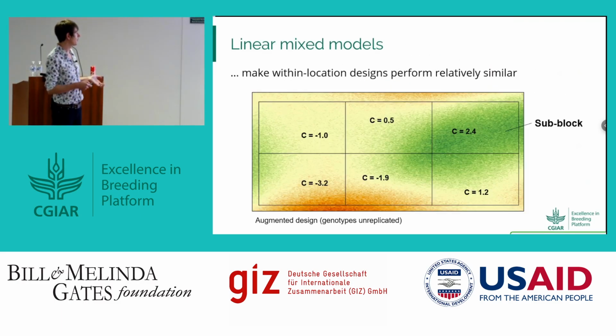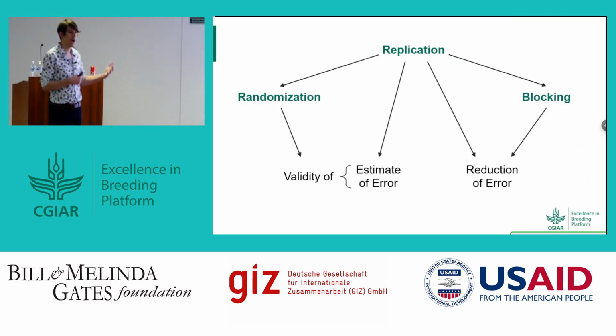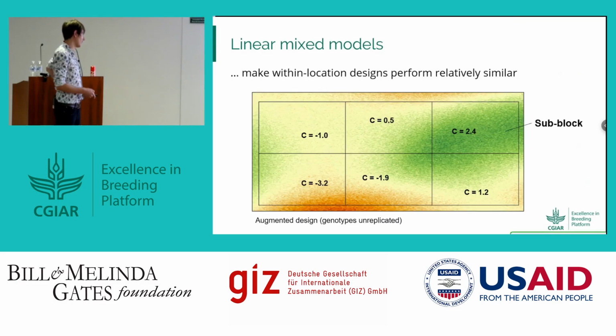When you use a linear mixed model, as I said before, the designs all kind of become the same and achieve the same performance, if you still consider replication, randomization, and blocking. Now, why is that? And I'm going back to the old ANOVA example, how we all learned that.